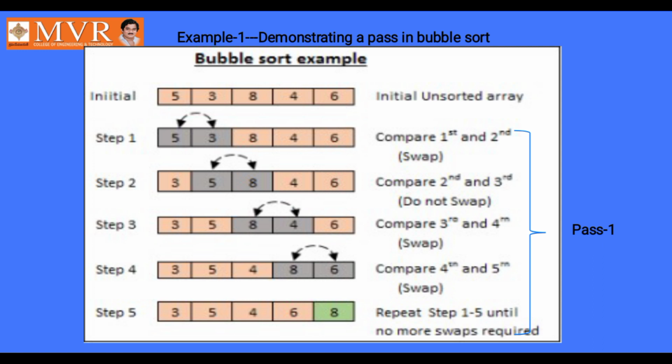After the first pass, these step 1 to step 5, that is starting from the 0th element to the n minus 1 element, whatever comparisons I have done and whatever swappings I have done is known as one pass. Like this, I have to perform a number of passes and bring the list of elements into the sorted order. Here I have done only one pass.